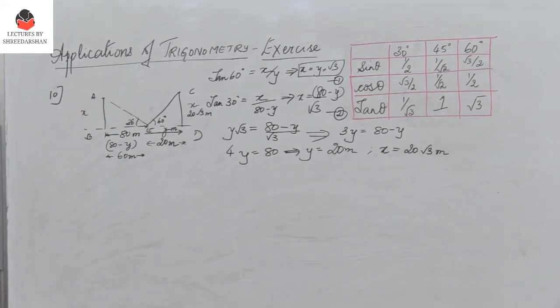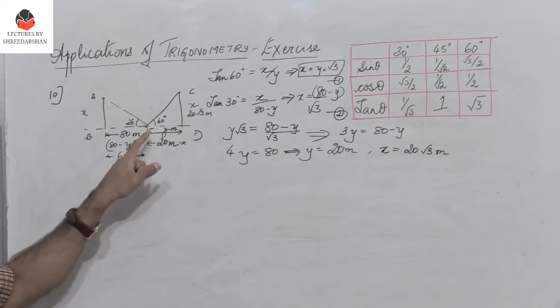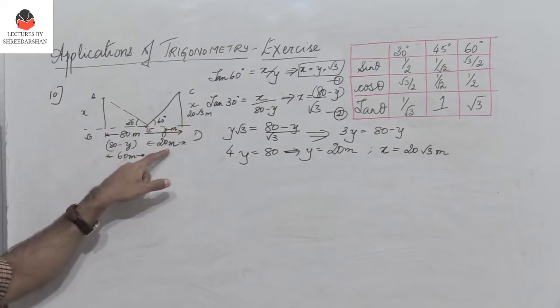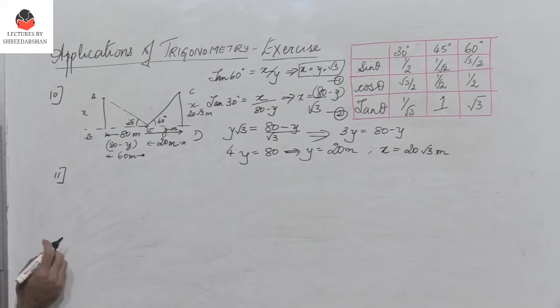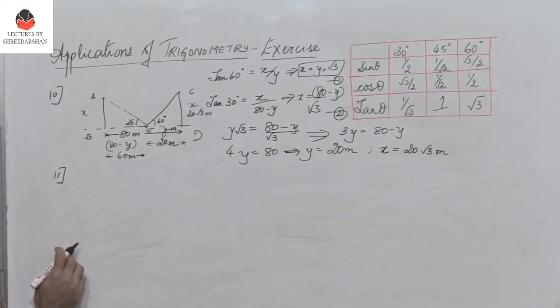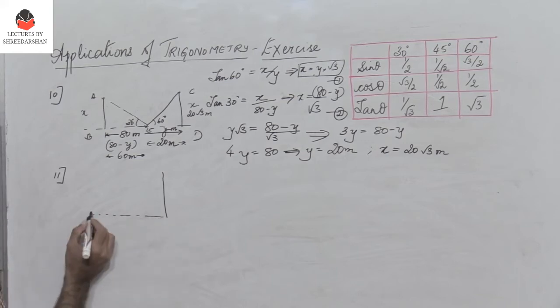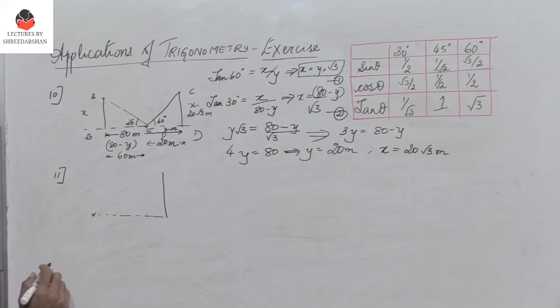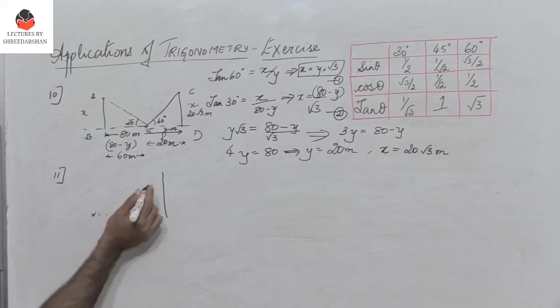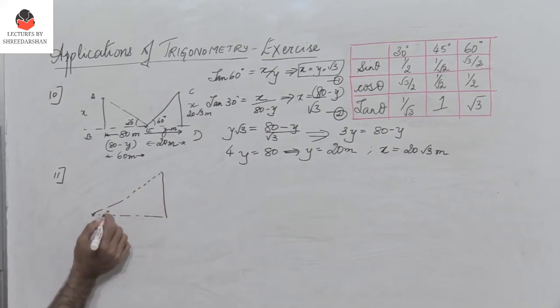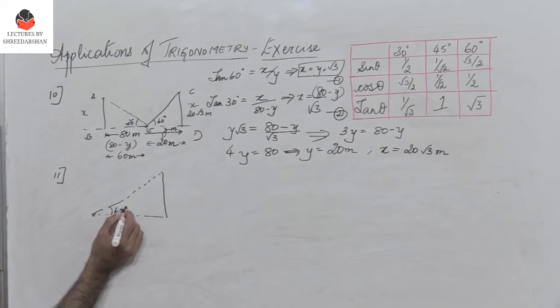So we have found out the height of these two poles as well as the distance of the point from these two poles, which is 20 and 60 meters. Problem 11. A TV tower stands vertically on a bank of a canal. So this is a TV tower. From a point on the other bank, so there's a canal here, which is opposite the tower, the angle of elevation to the top is 60 degrees.